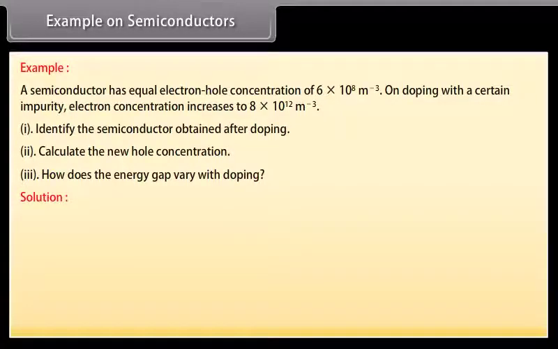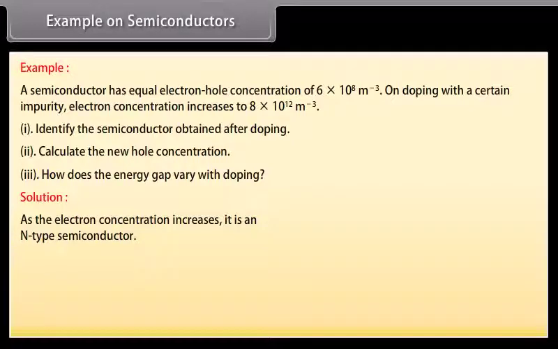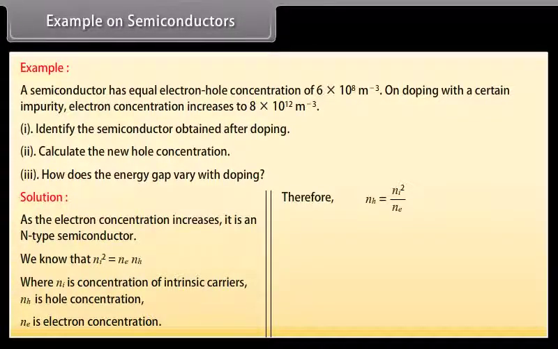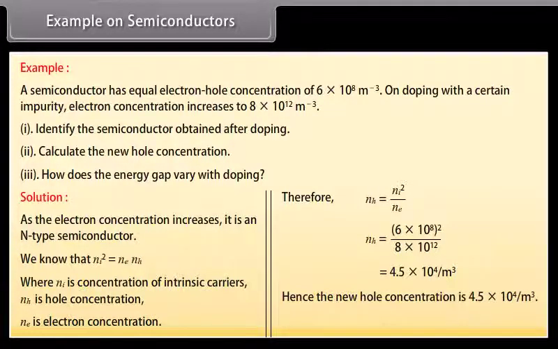Let's see the solution. As the electron concentration increases, it is an n-type semiconductor. We know that Ni square is equal to the product of Ne and NH, where Ni is the concentration of intrinsic carriers, NH is hole concentration, and Ne is electron concentration. Therefore, NH is equal to Ni square divided by Ne. On putting the values, we get NH is equal to 4.5 into 10 raised to the power 4 per meter cube. Hence, the new hole concentration is 4.5 into 10 raised to the power 4 per meter cube. With the doping, energy gap decreases.